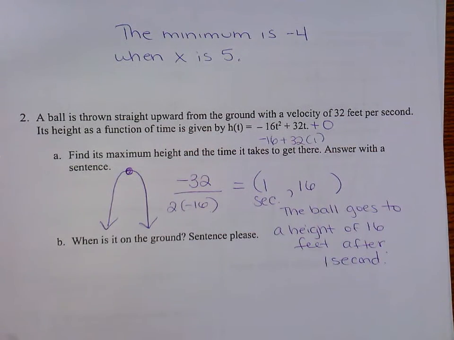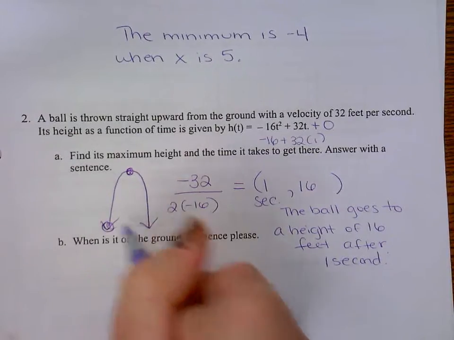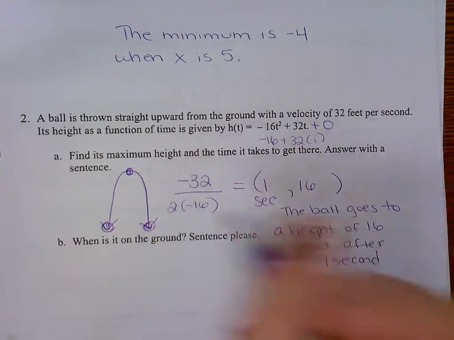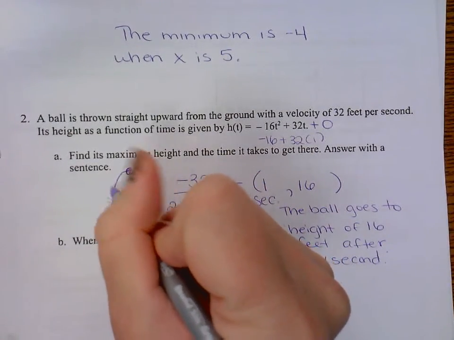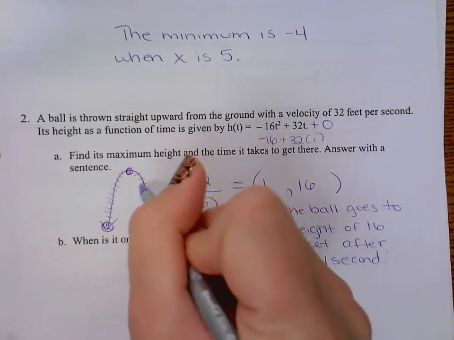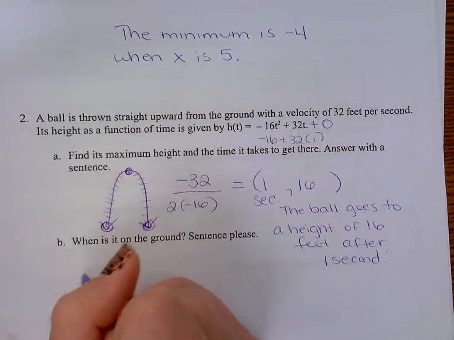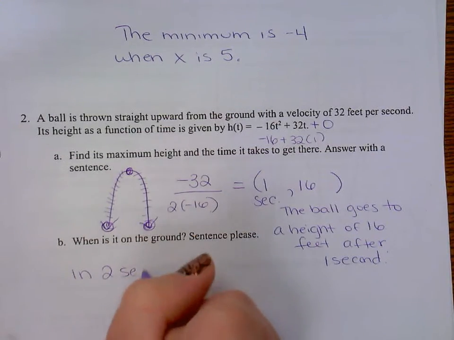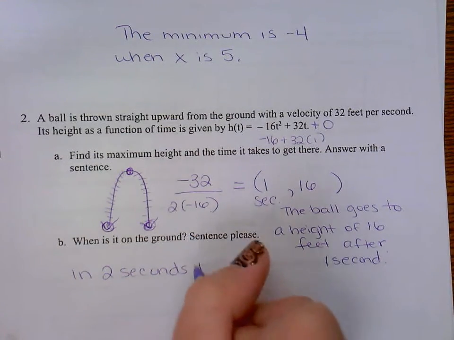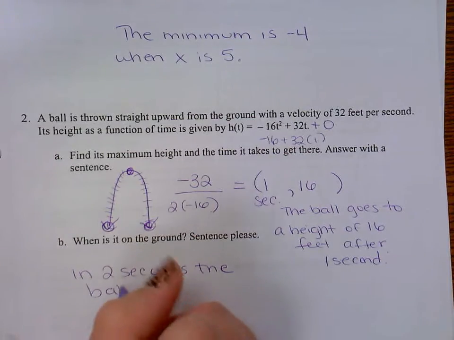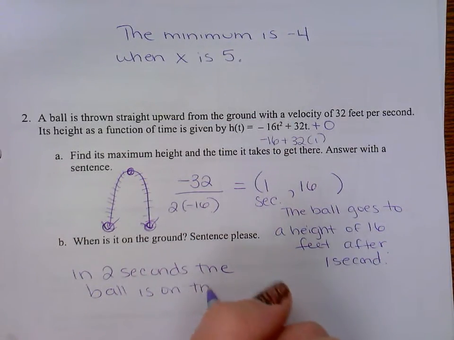So when is it on the ground? We haven't done a lot with this type of problem, but a parabola is symmetrical. So if it takes 1 second to go up, it will also take 1 second to come back down that same distance. So in 2 seconds, the ball is on the ground.